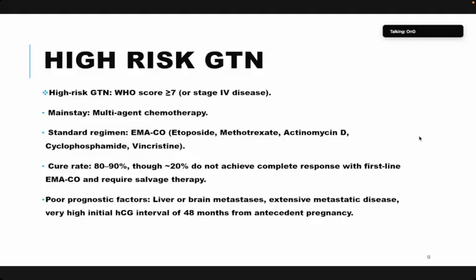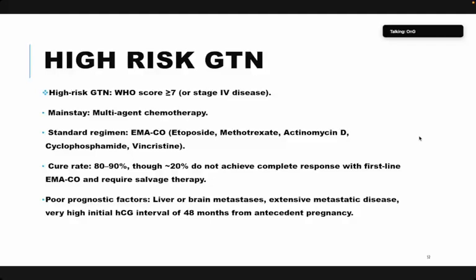And now coming to the high risk GTN, the WHO score of more than 7 or stage 4 disease, the mainstay of treatment is multi-agent chemo. So here you give the EMA-CO, which is your etoposide, methotrexate, actinomycin D, cyclophosphamide, and vincristine. The cure rate is about 80 to 90%, and approximately 20% do not achieve complete response with the first-line EMA-CO, so they may require salvage therapy, which we will look at.